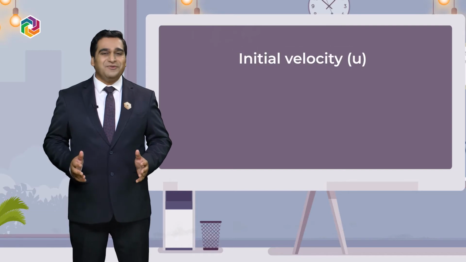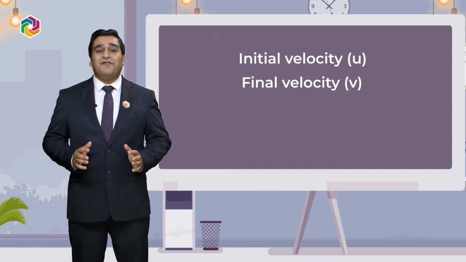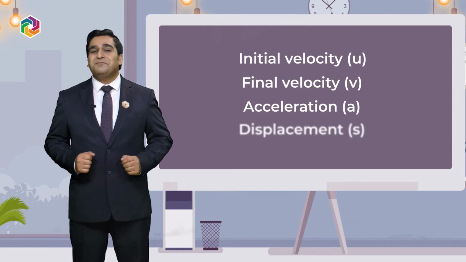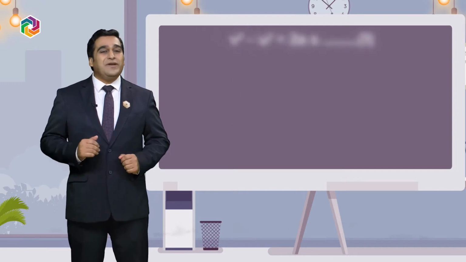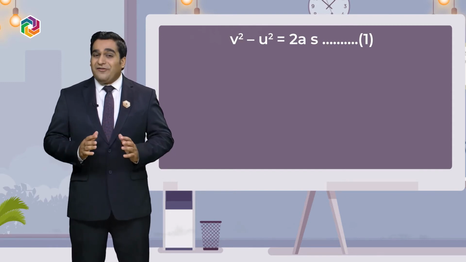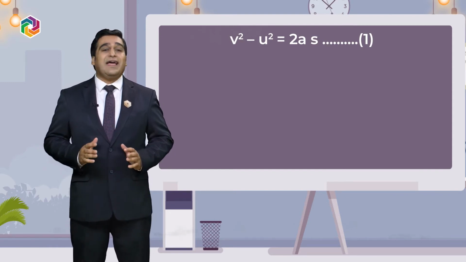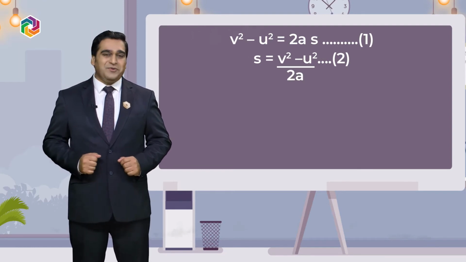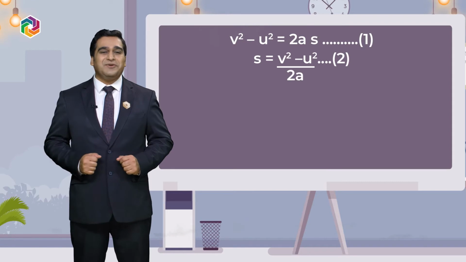The equation of motion connecting the initial velocity u and the final velocity v of an object moving with a uniform acceleration a and the displacement s is v square minus u square equals 2as. Rearranging the equation, we get s equals v square minus u square divided by 2a. This is equation number 2.